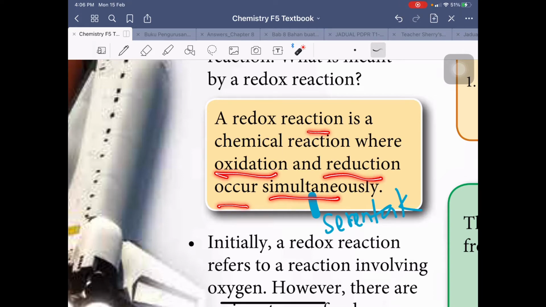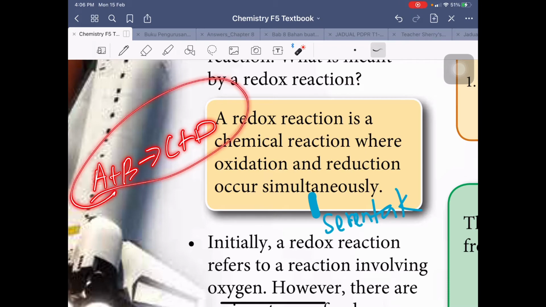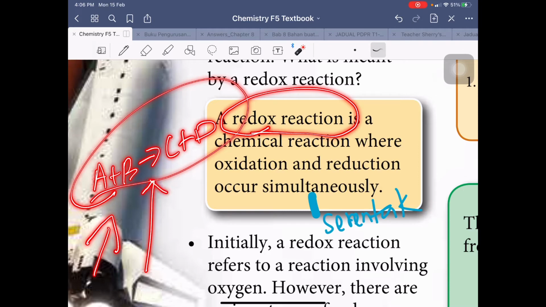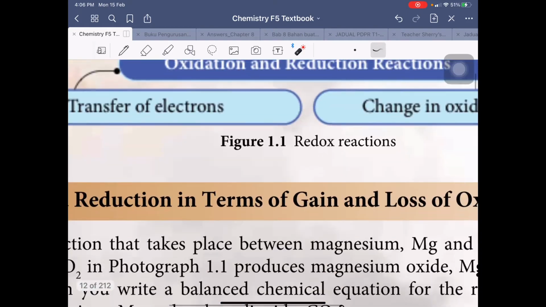Ini sebenarnya adalah satu tindak balas kimia. Semua persamaan kimia kamu, contohnya A tambah B menghasilkan C dan D, semua persamaan kimia kamu sebenarnya boleh dijelaskan dengan menggunakan tindak balas redox. Okey, tindak balas redox dalam persamaan kimia ini menunjukkan bahawa ada proses pengoksidaan dan ada proses penurunan. Reduction is penurunan yang berlaku serentak. Mari kita tengok contoh di bawah.